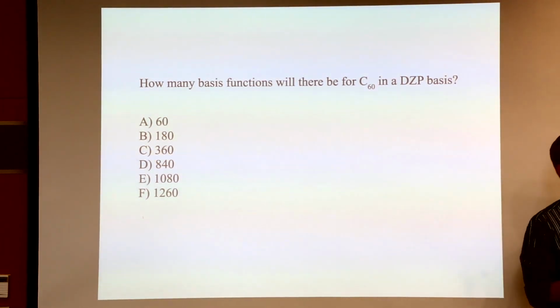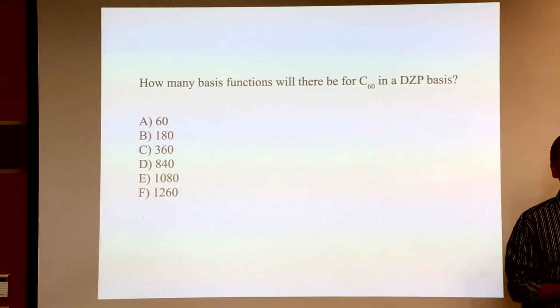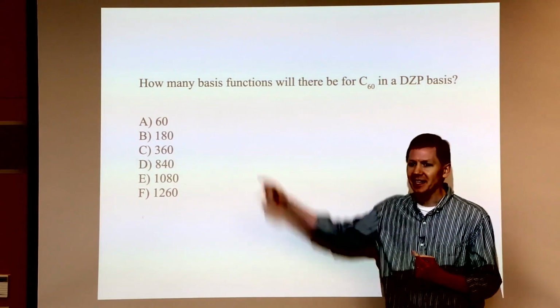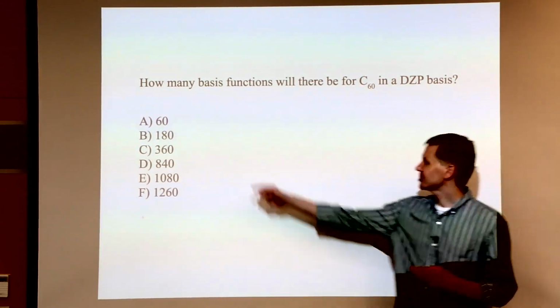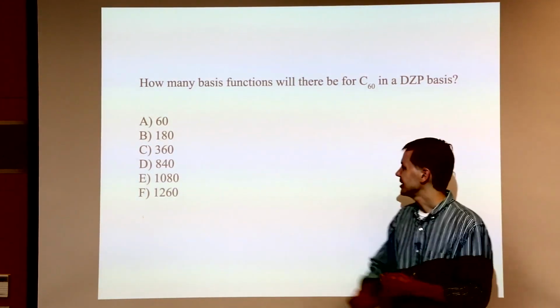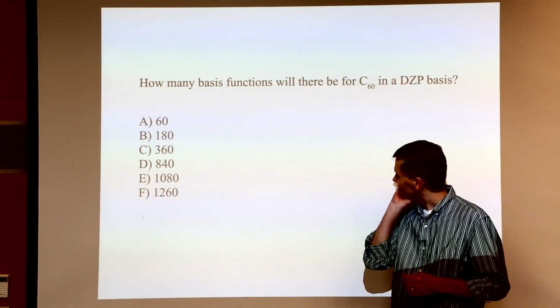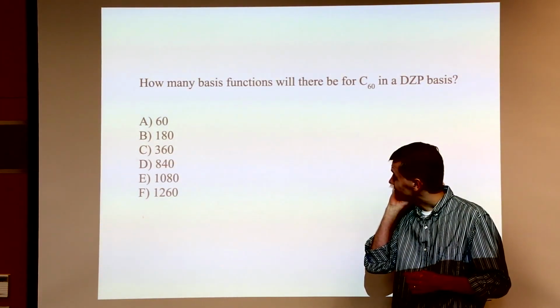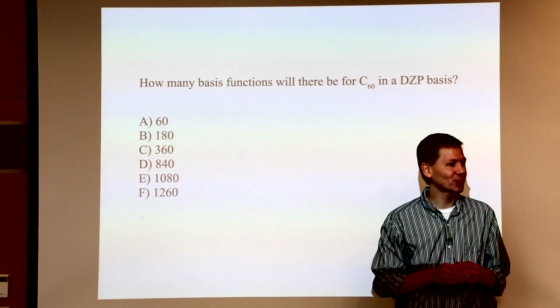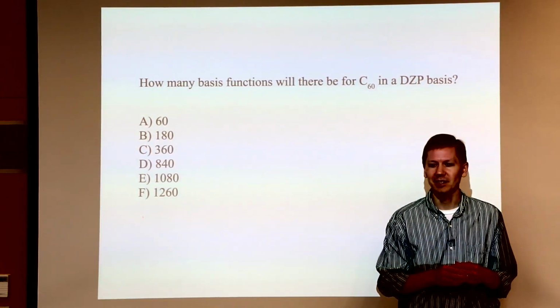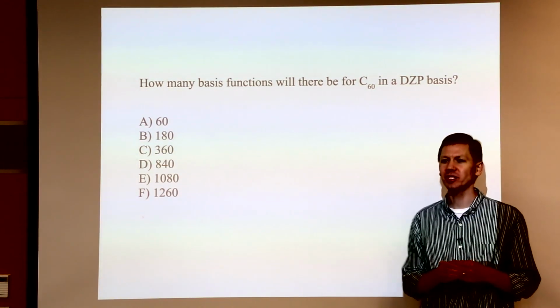Option A is there'll be 60 basis functions. So that would be how many basis functions per carbon atom? 1. All right. Or 180, that's 3 per carbon. 360, that's 6 per carbon. 840 is, can anybody do the math better than me? Is that 14? Yeah, it's 14 per carbon.